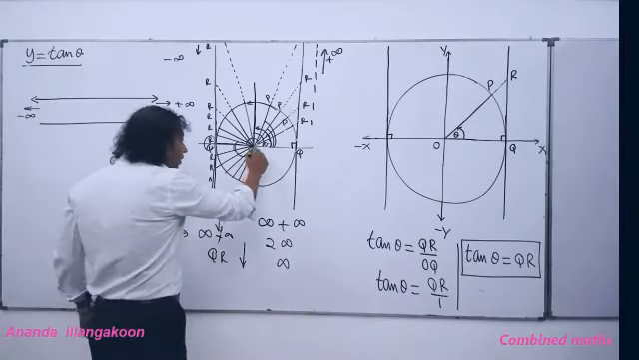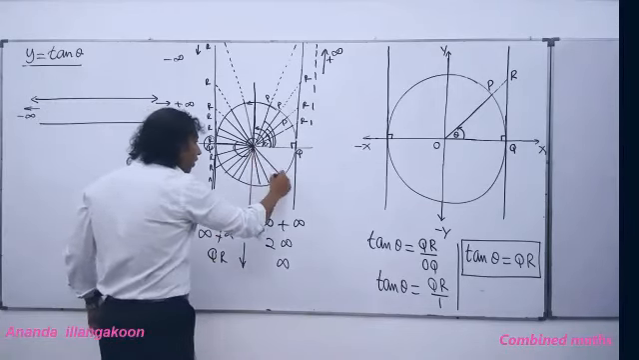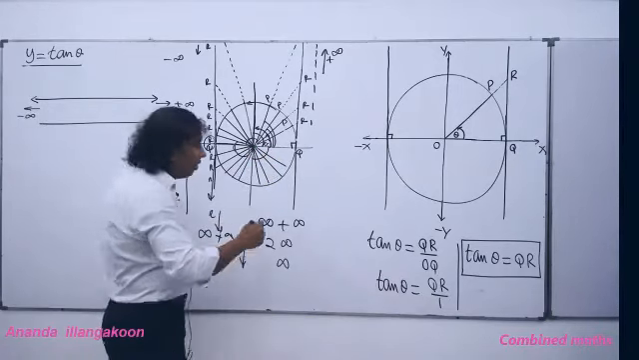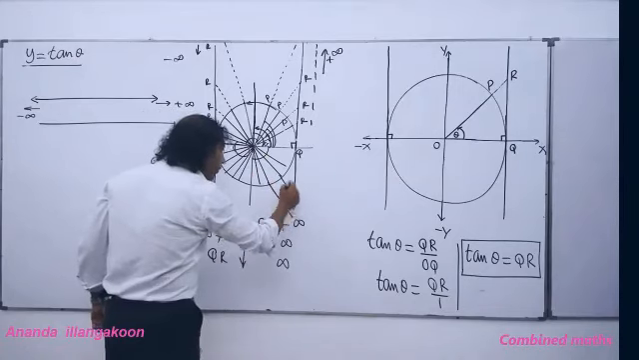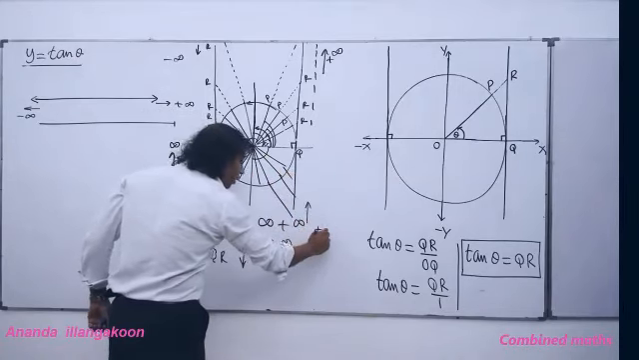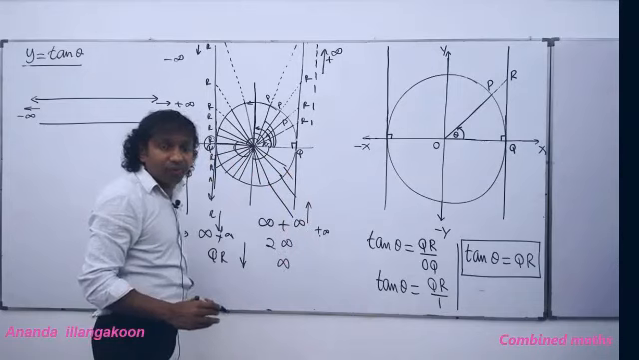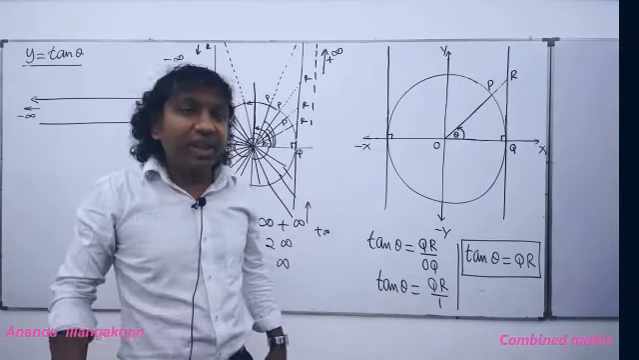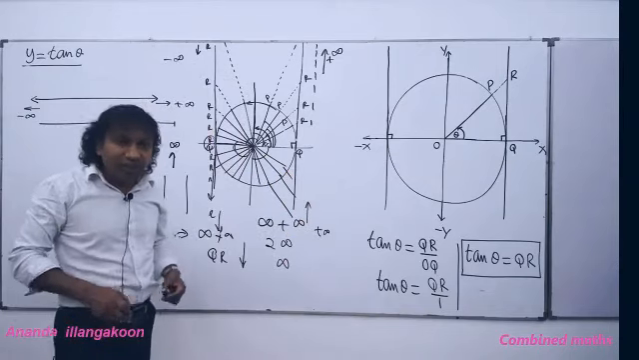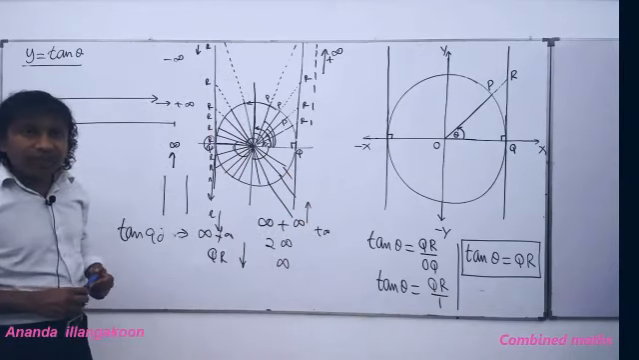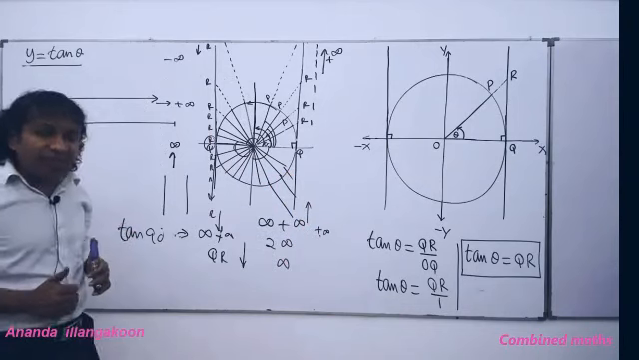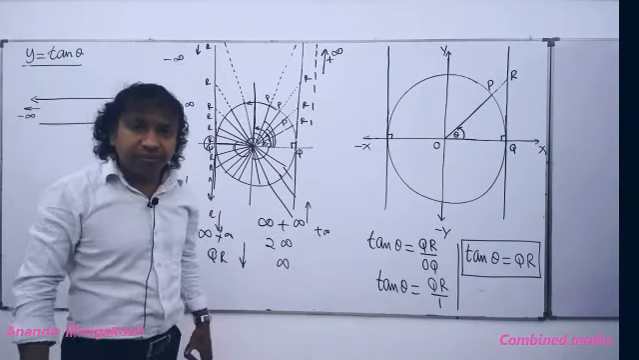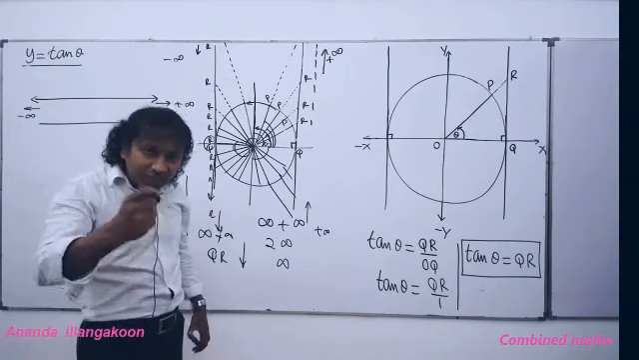In the fourth quadrant, what can you say? When the angle increases from 270 to 360, this R point comes from a particular infinity. From what infinity does it come? In the fourth quadrant tan is negative, so it comes from negative infinity. Such a situation we can observe in this case. Understand? Then by considering the behavior of this QR, now we can draw the tan graph.